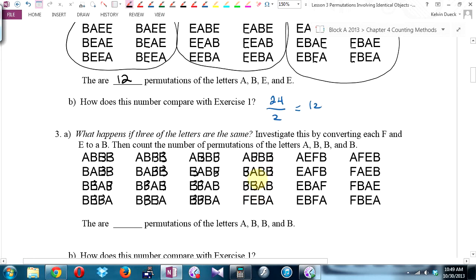Right? You don't need to look up. You can do this on your own. Trust me.